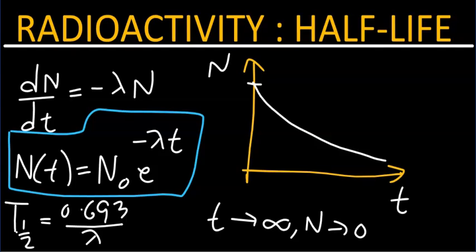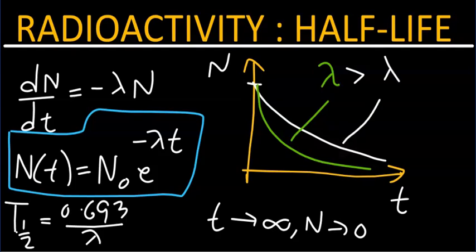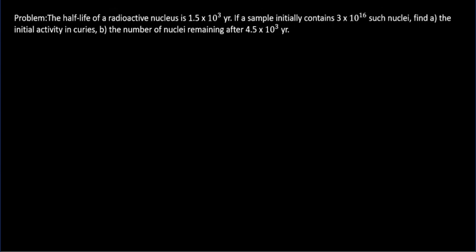So let's say you have two graphs beginning from the same point, with the green curve representing a rapid decay compared to the white curve. Then we say the lambda, or the decay constant, associated with that green curve is greater than the decay constant of that white curve, like that. So a larger value of lambda corresponds to a rapid decay, and a small value of lambda corresponds to a slower decay. Let's look at the following problem.